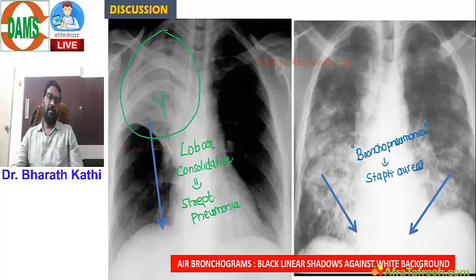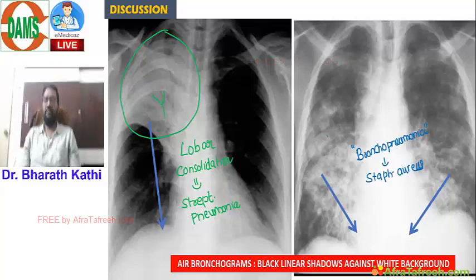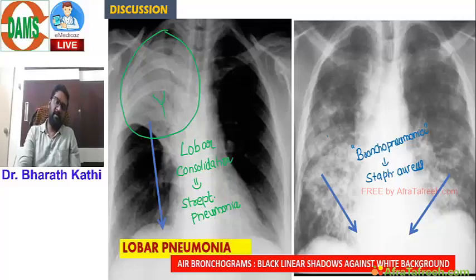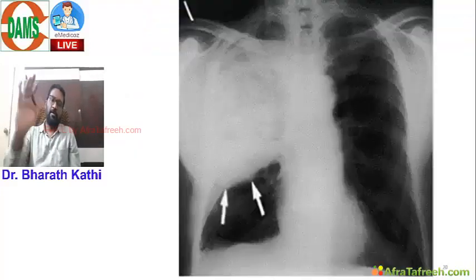So the usual lobar or unilateral presentation is classical of streptococcal pneumonia. A bilateral bronchopneumonia pattern is staph pneumonia. In all these, it is a typical pattern with consolidation and usually sputum production. So lobar pneumonia, bronchopneumonia. Now what do you see in this image?